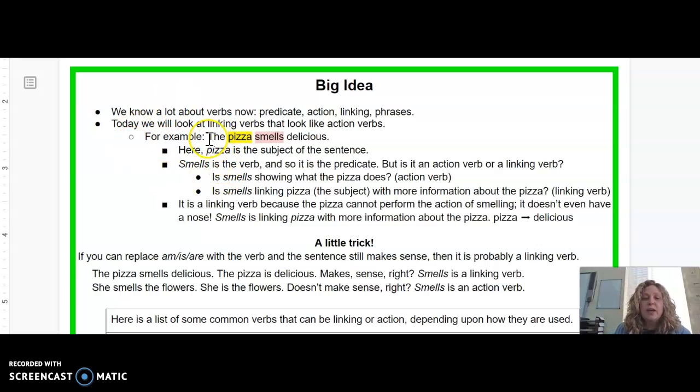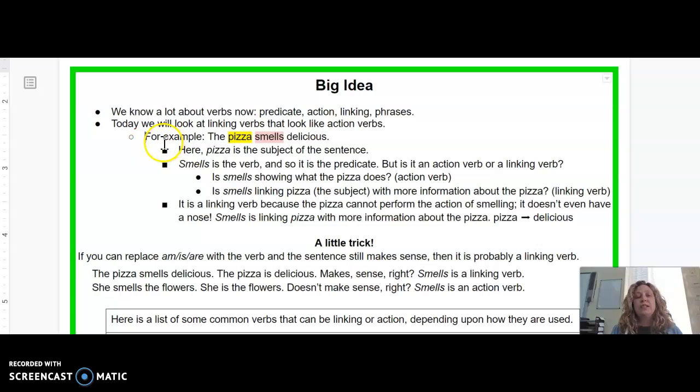So let's just go straight into an example because I think it's the best way to learn this. So we have a sentence here. The pizza smells delicious. And we can see that pizza is our subject and smells is our predicate. Now, smells, we think of that as an action, right? We take in air through our nose and our olfactory system kicks in and we smell something. All right, so that is an action.